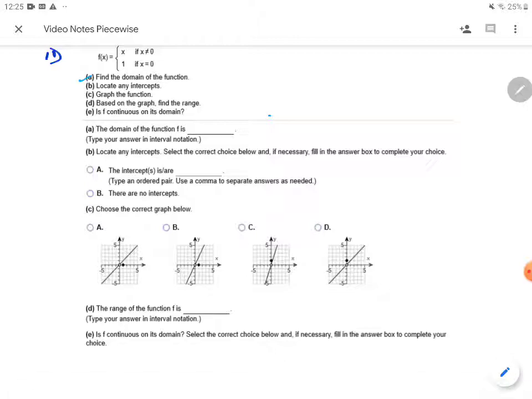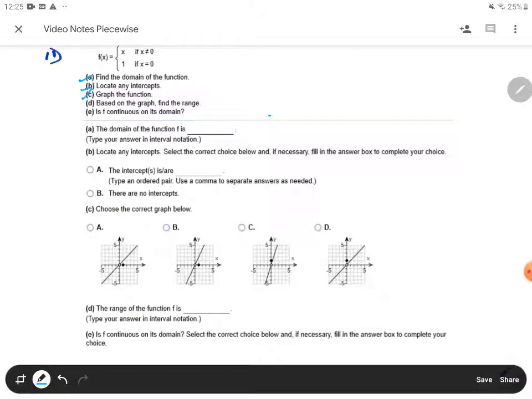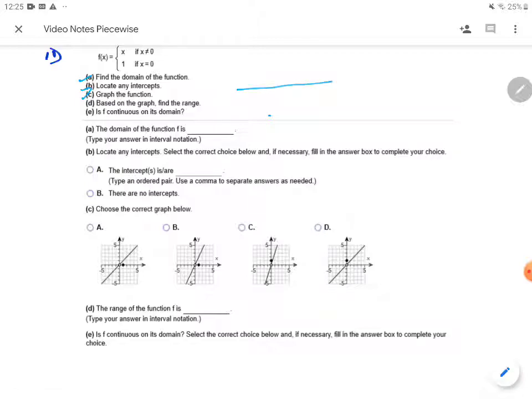First find the domain, locate the intercepts, graph the function, and so on and so forth. For me to answer this question, I would definitely want to graph first. So on your scratch paper, you would first try to draw it so we can know what is the domain, okay? Even though their order is first domain. So I would just make a small sketch of this. So this is the x-axis and this is the y-axis.